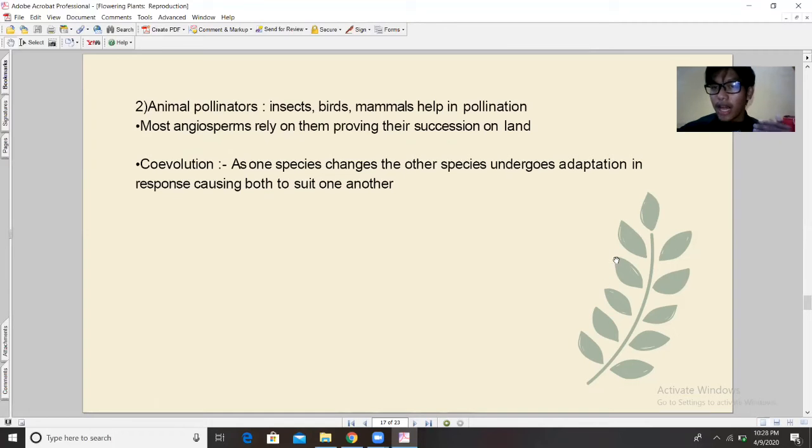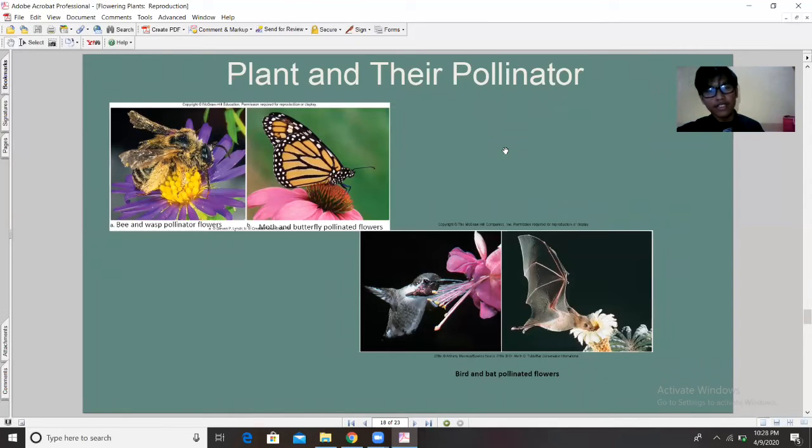This one is animal pollinators. Insects, birds, and mammals help in pollination. Most angiosperms rely on animals such as insects, for example bumblebees, flies, butterflies, and moths. For birds, for example hummingbirds, or mammals such as bats, to carry out pollination. So the use of animal pollinators is unique to flowering plants, and it helps those plants be successful on land. So as we can see, this is plant and their pollinator.